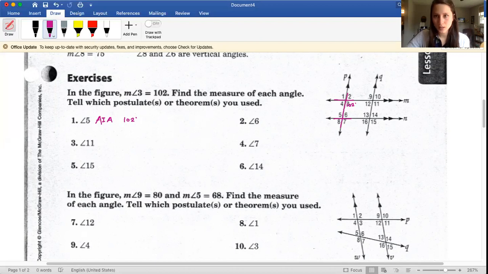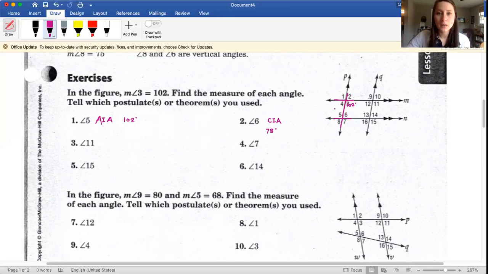Okay, angle 6. What's the relationship between angle 3 and angle 6? They're consecutive interior angles, so CIA. And that means 102 plus angle 6 should equal 180. So I can work that out by doing 180 minus 102, and that would be 78 degrees.